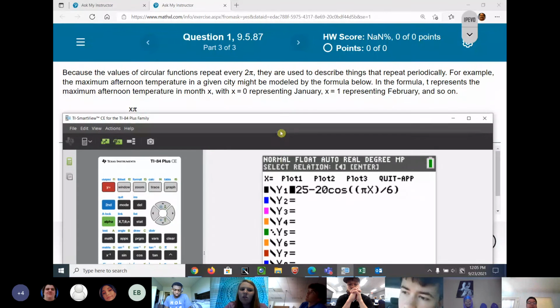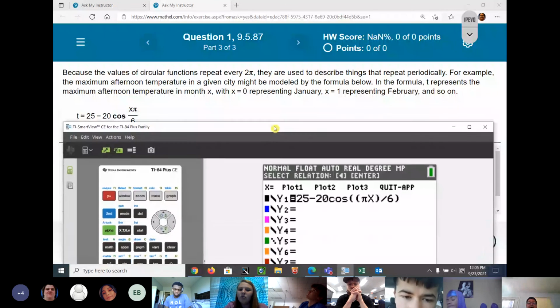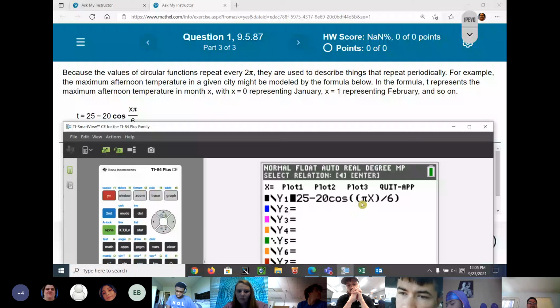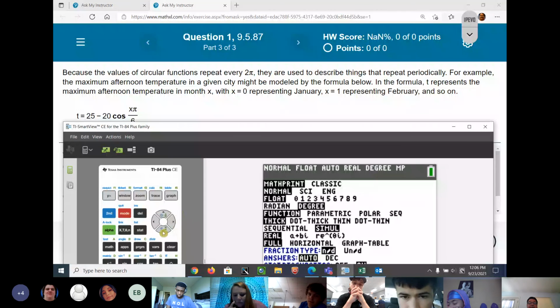20 minus 20, 25 minus 20 cosine pi over x over 6. I wonder if they want radians since it's in terms of pi. They may want radians. Let me go to radians. Let's go with mode and radians. I bet you $1 that's it.